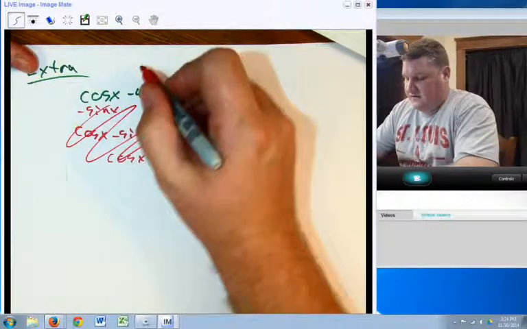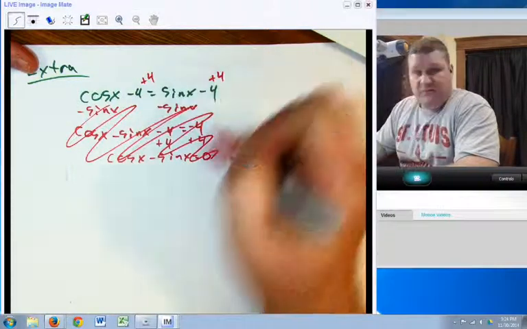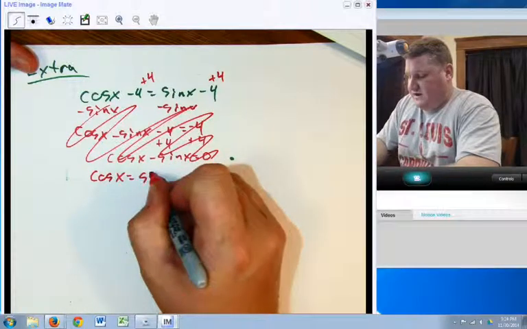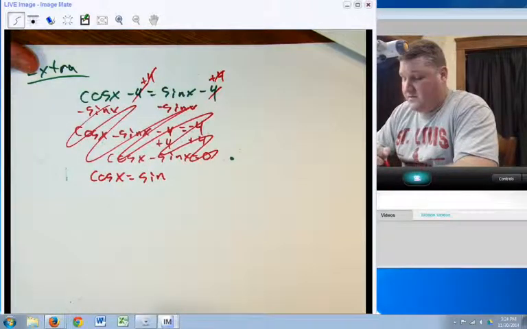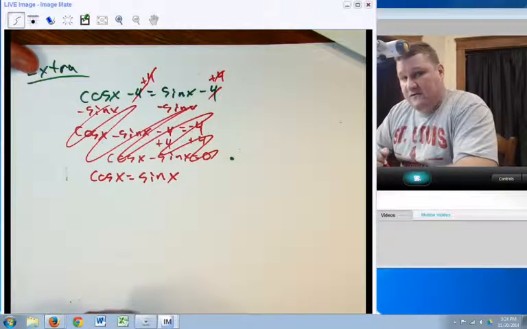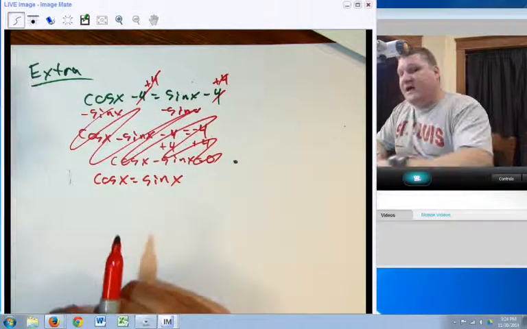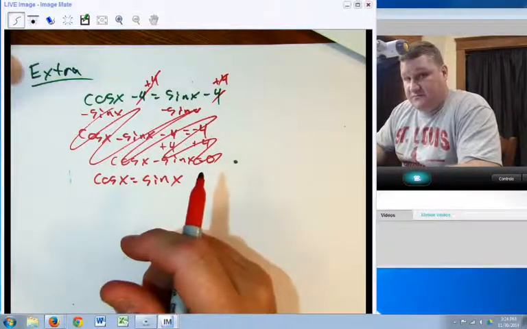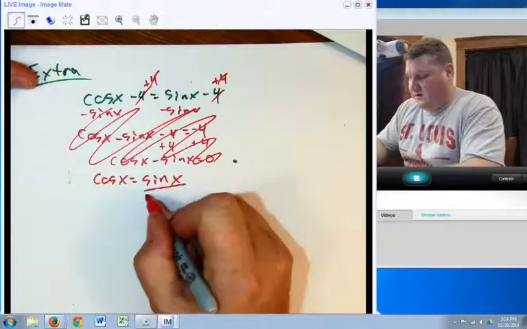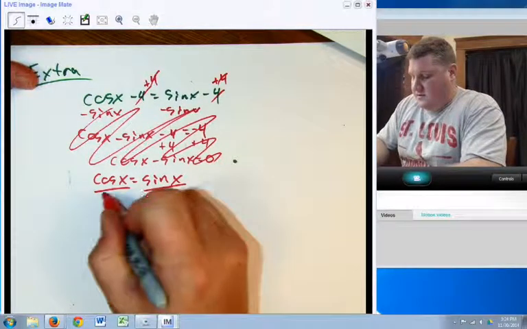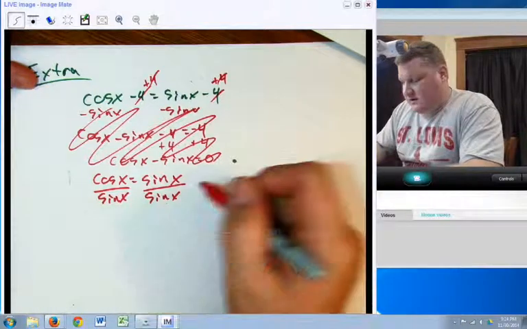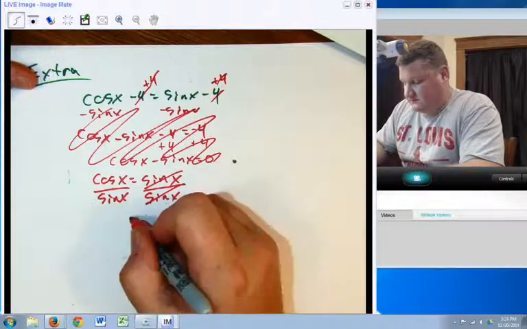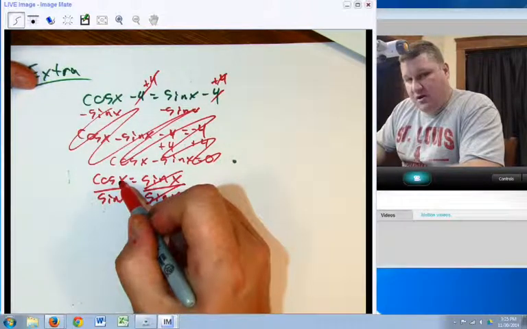Let's do this. Let's add sine x to both sides. Okay, if I add sine x to both sides, I now have cosine x equals sine x because those cancel each other out. Now, at this point, we said be careful, don't divide both sides by things because you could eliminate a solution. But I'm going to do exactly that. I'm going to divide both sides by something. But you'll notice I'm not canceling anything out over here. Now, this will turn into 1, as it should. But over here, I'm not canceling it out.